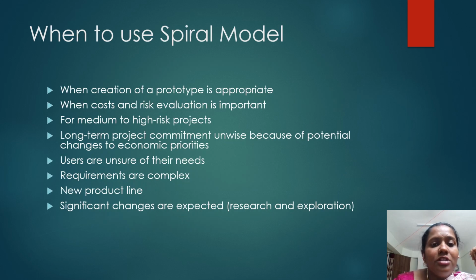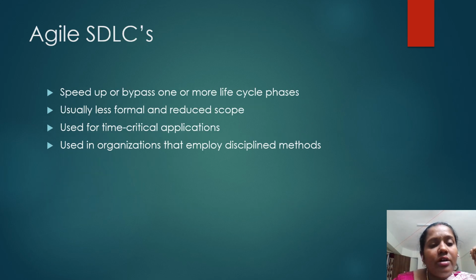When the spiral model is used, we have to make sure that it creates a prototype with appropriate data and risk evaluation, and it is used for ensuring the needs, and when product lines and significant changes are expected. And next is the topic of agile. This is very important. Agile is used for speeding up the bypass and life cycle phases, usually less formal and with reduced scope, used for time-critical applications, and used in organizations that employ disciplined methods.